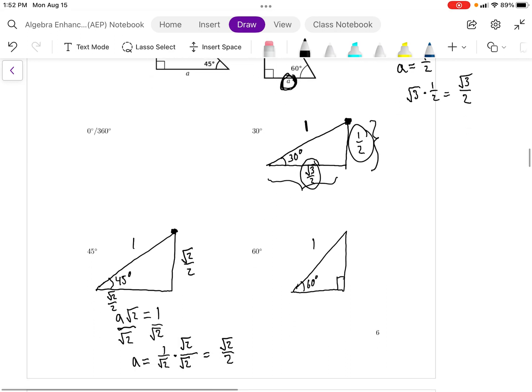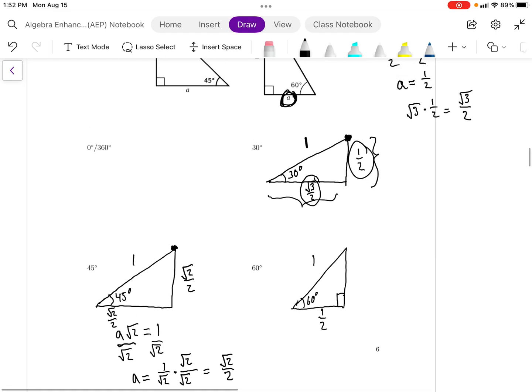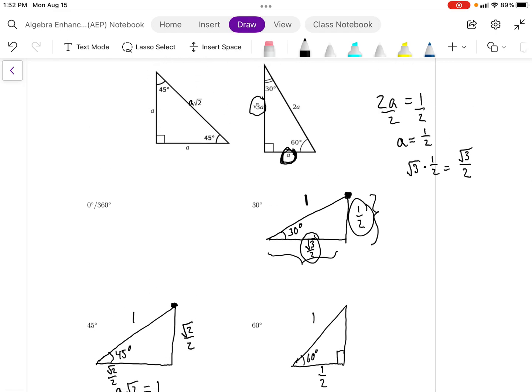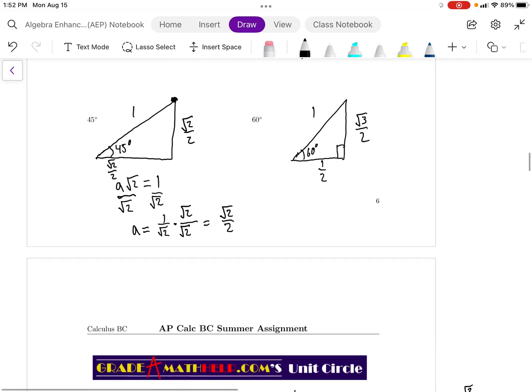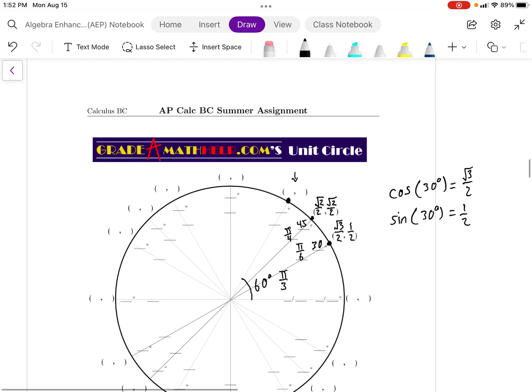So the side adjacent to 60 degrees this time is down here on the bottom, 1/2. And then the side across from 60 degrees is going to be the square root of 3 times a, which we saw before was the square root of 3 times 1/2, which is the square root of 3 over 2. So this is the square root of 3 over 2. That was easy. So this time, for our 60-degree angle, it's basically just the numbers for the 30-degree just flipped.